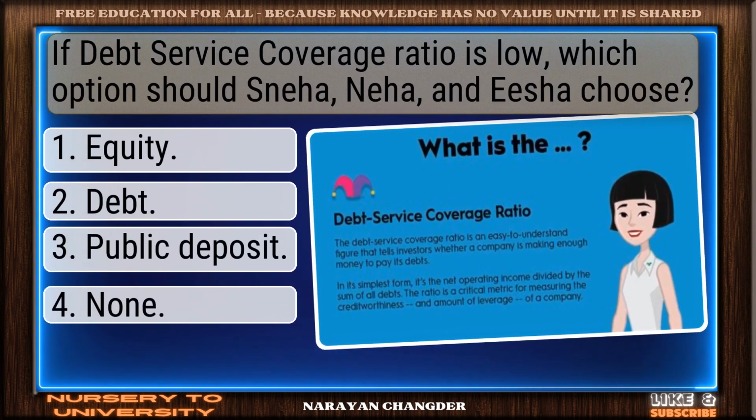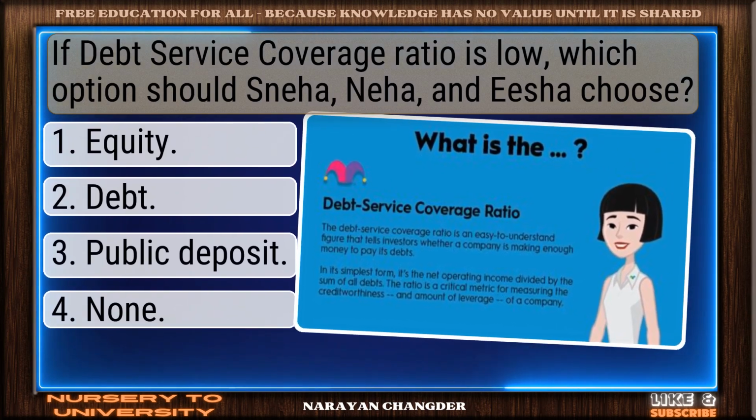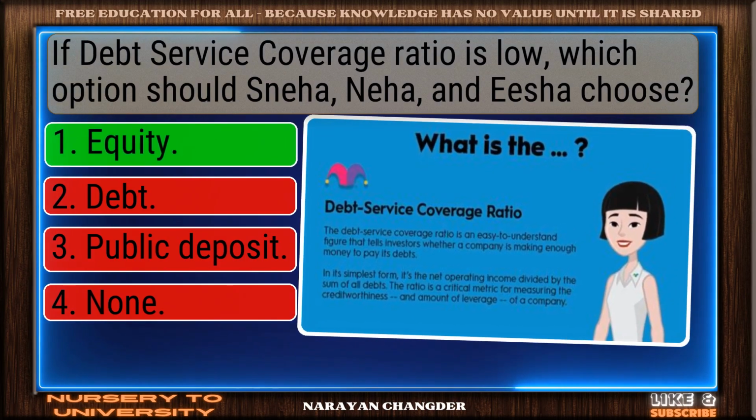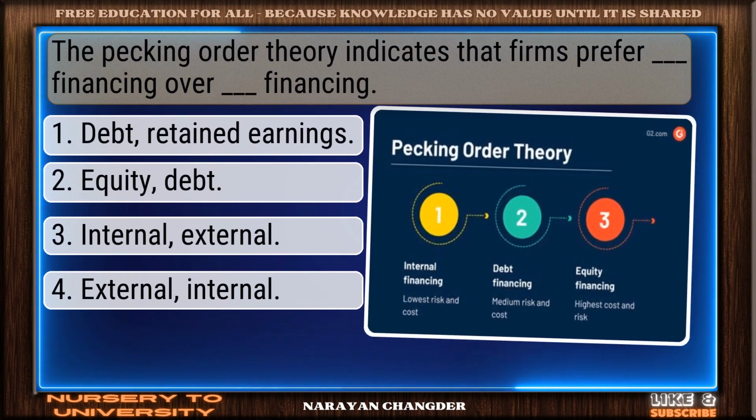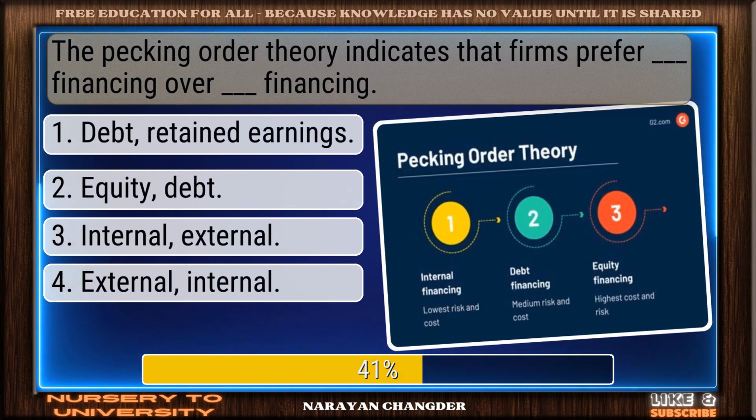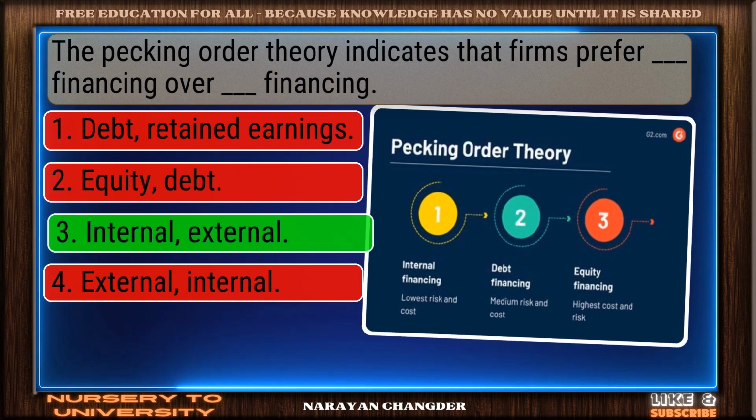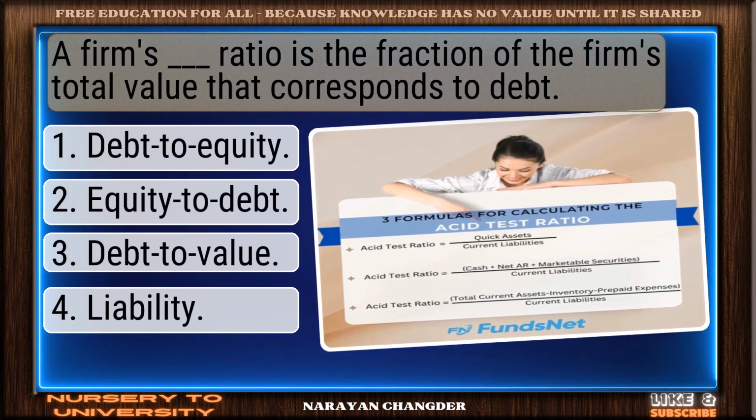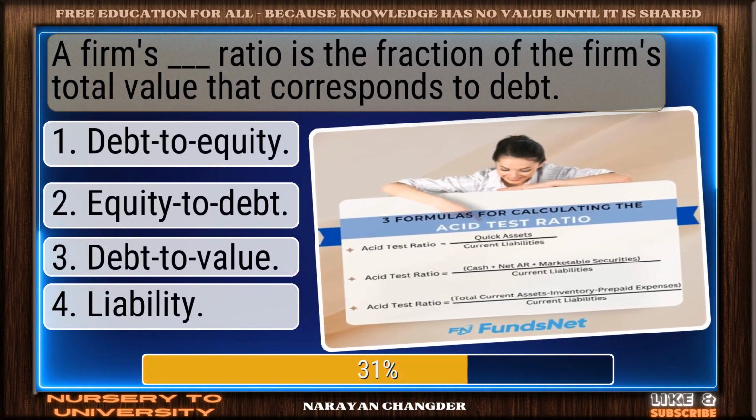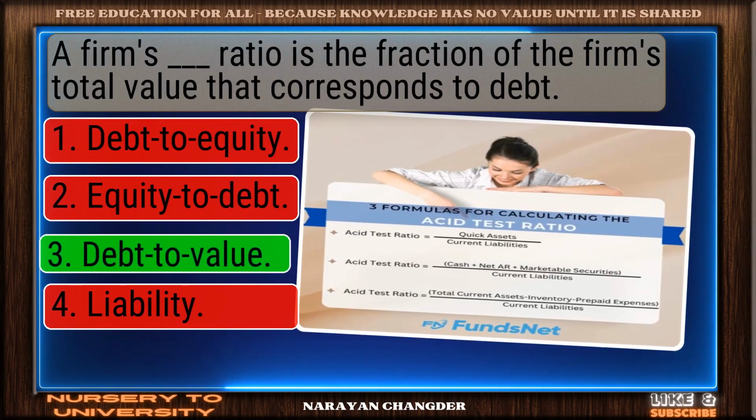If debt service coverage ratio is low, which option should Sneha, Neha, and Isha choose? Valid point. Equity is true. The pecking order theory indicates that firms prefer dash financing over dash financing. Solid response. Internal, external is a valid choice. A firm's dash ratio is the fraction of the firm's total value that corresponds to debt. You got it. Your choice debt to value is right.